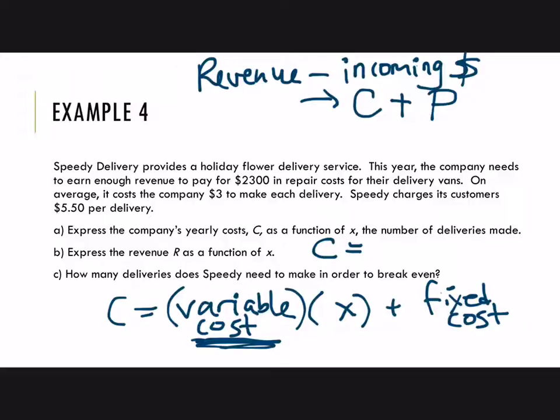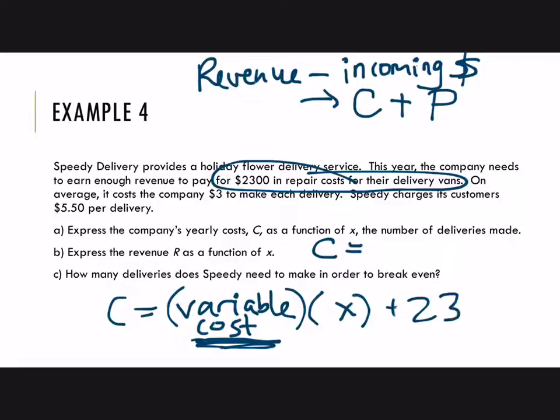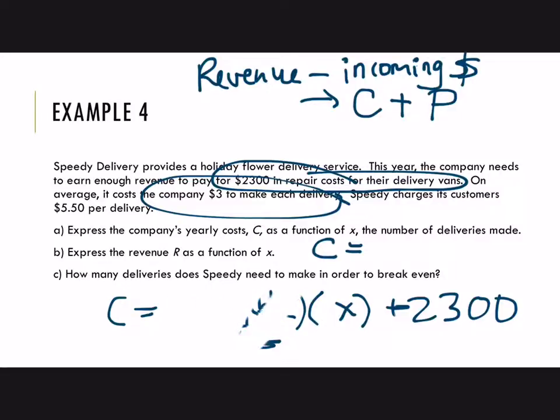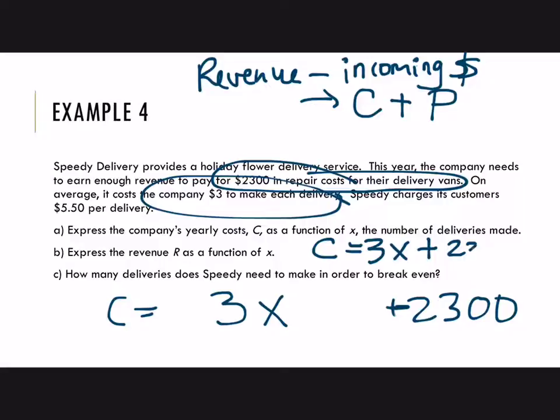So in this problem we have two types of costs. We've got this $2,300 for repair costs on a delivery van. That's a fixed cost because they have to pay that regardless of how many deliveries they make. And then this $3 cost per delivery, that's the variable cost. The more deliveries they make, the more $3 costs they will incur. So the company's costs would be 3x, $3 per delivery, plus $2,300. This is a huge amount that they're going to need to pay off by making a bunch of these deliveries.